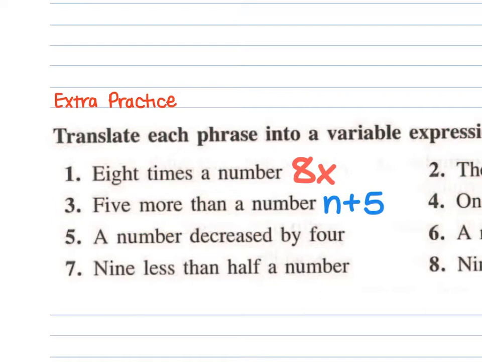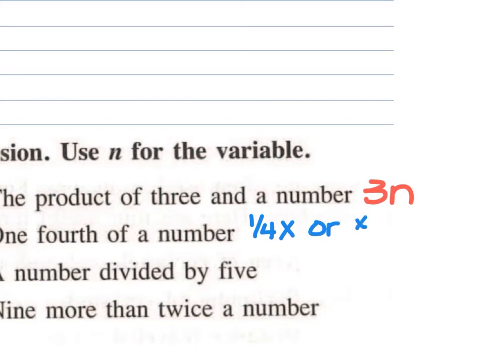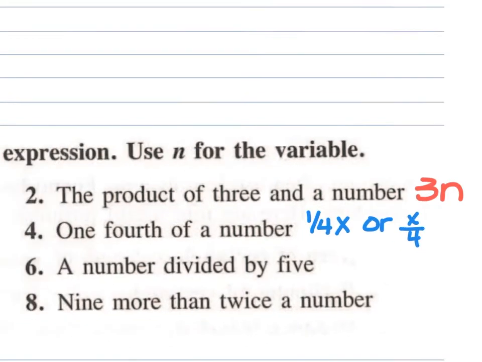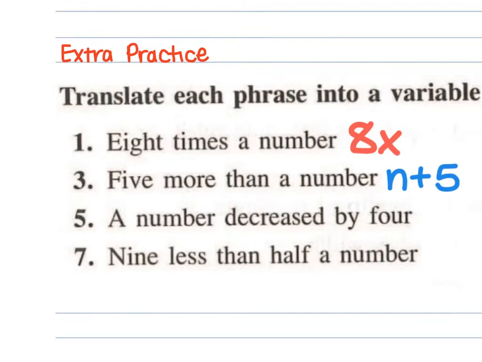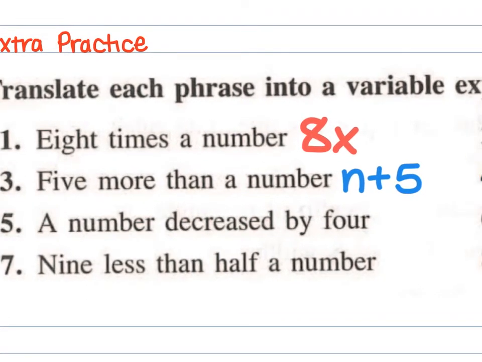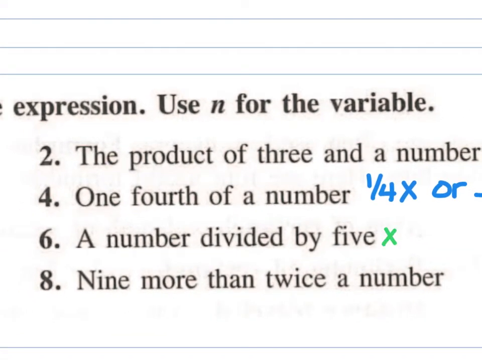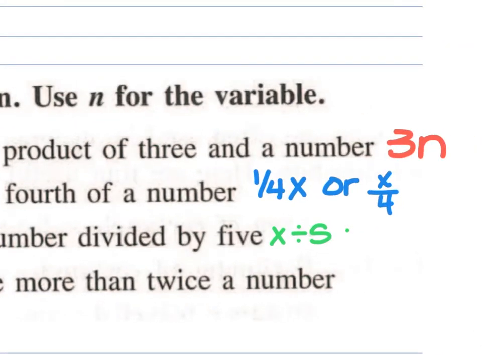For example 3, we have 5 more than a number, so that's a number plus 5. Remember that more than means that you're adding 5 to a number, so it's going to come after the variable for that number. For 4, we have 1/4 of a number. Of means multiplication, so that's 1/4 of a number, or x over 4, same thing. So for example 5, a number decreased by 4. A number decreased, you're taking 4 away from a number, so that's x minus 4, n minus 4. For 6, a number divided by 5, so that would be x divided by 5, or x over 5.